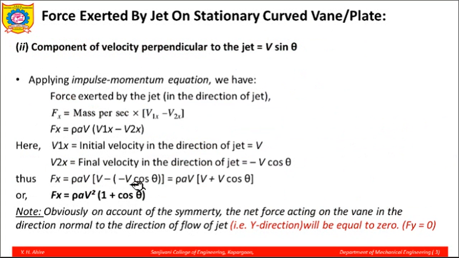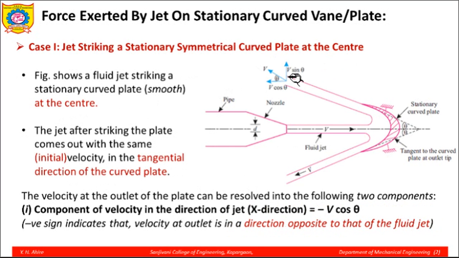The second component of velocity is perpendicular to the jet, and that is nothing but v sin theta. Here you can see in the figure, this is another component of velocity, v sin theta, and it is in a direction normal to the original direction of the jet, that is the x axis. So normal means y direction. Its velocity component is v sin theta.